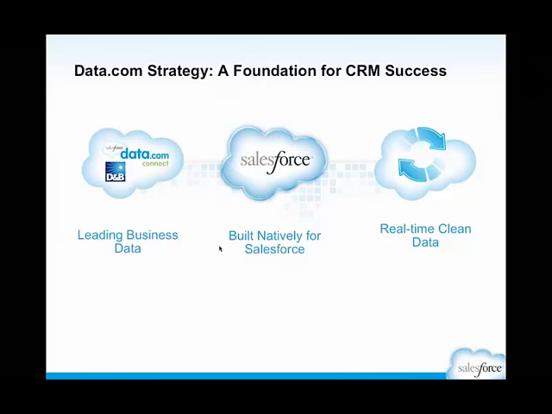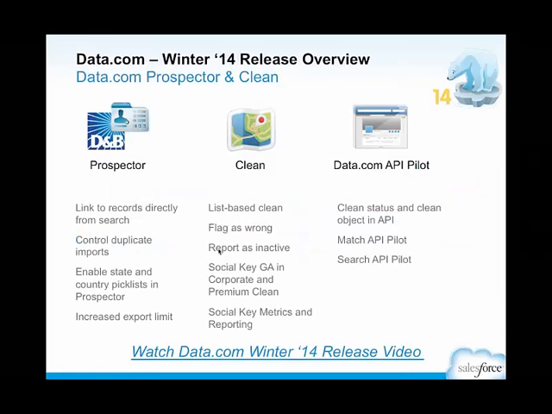So now that I've really briefly reviewed just the benefits of Data.com, I'll go ahead and dive into what's new and improved. We've broken them out into 3 different sections, being Prospector, Clean, and Data.com API Pilot. With our Prospector section, we now have improved linked records directly from your search capabilities.